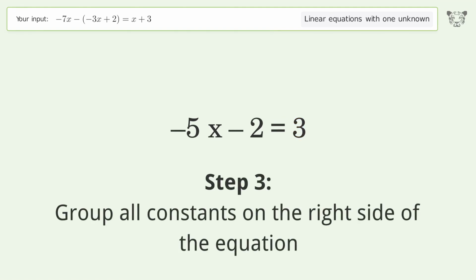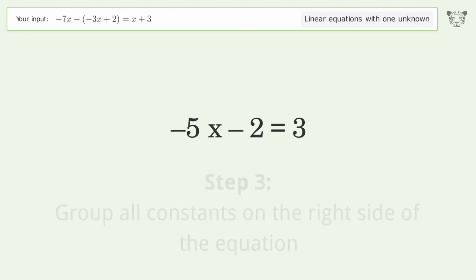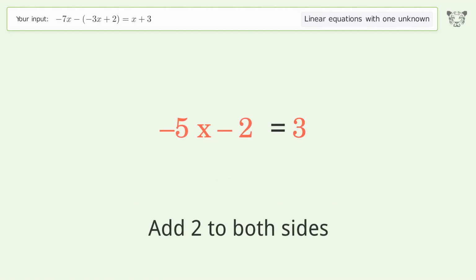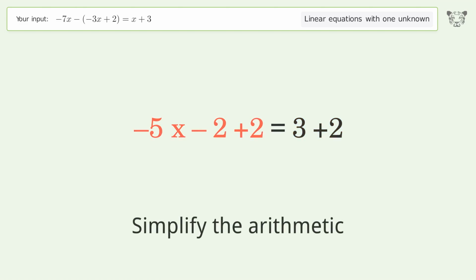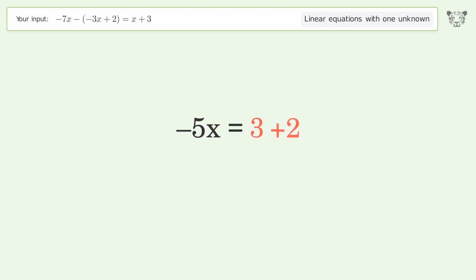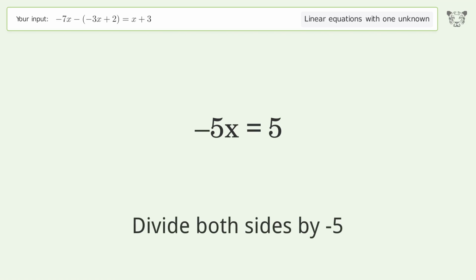Group all constants on the right side of the equation. Add 2 to both sides. Simplify the arithmetic. Isolate the x. Divide both sides by -5.